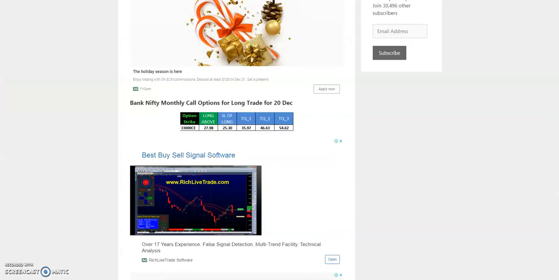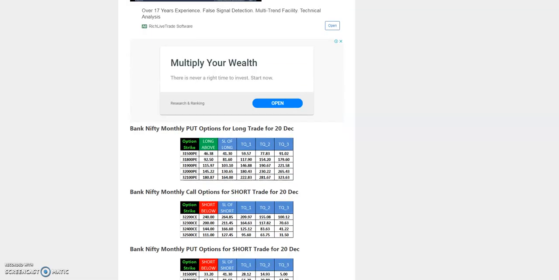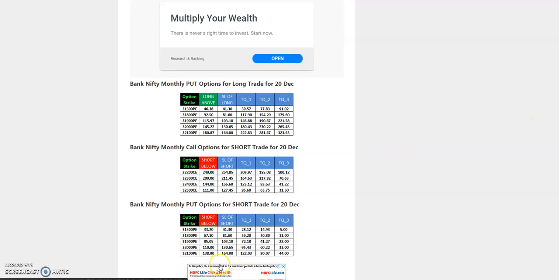Let's take another example. Let's take a short call, put option short. Let's take 31,900 PE. It says go long above 116. This is the stop loss and these are the targets. And if you come down a little bit, 31,900 PE, we had a short call below 85 with a stop loss of 103 and 72 is the target. So 31,900 PE we get here.